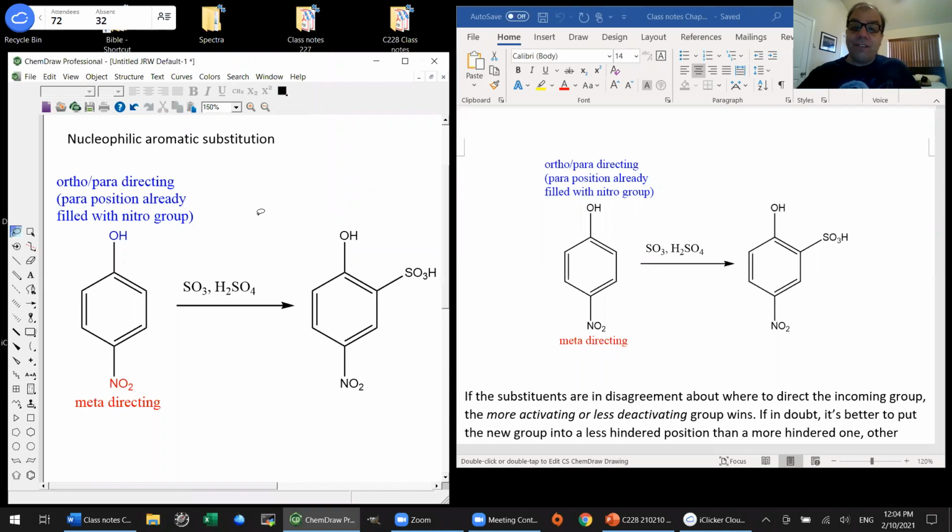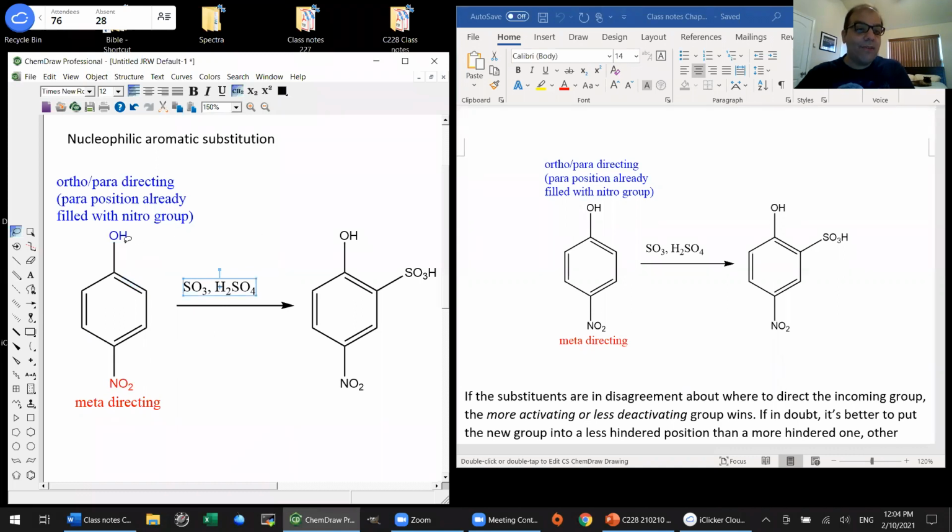Let's consider for a moment where each of those two groups wants to put the sulfonic acid group. We already know it's going to be a sulfonic acid group because of the reagents used. And again, just a reminder, it's not the reagents we use that determine where the new group goes. It's always and only any groups that are already on the benzene ring. Those are the ones that direct where the group goes.